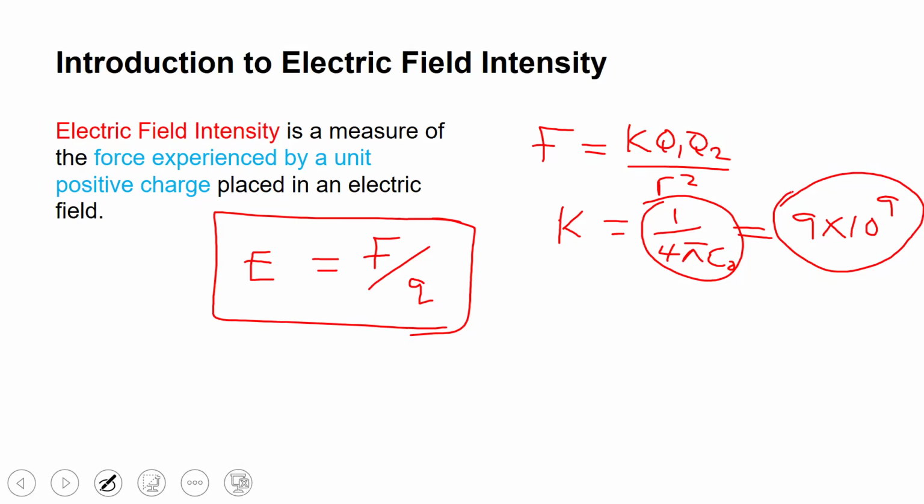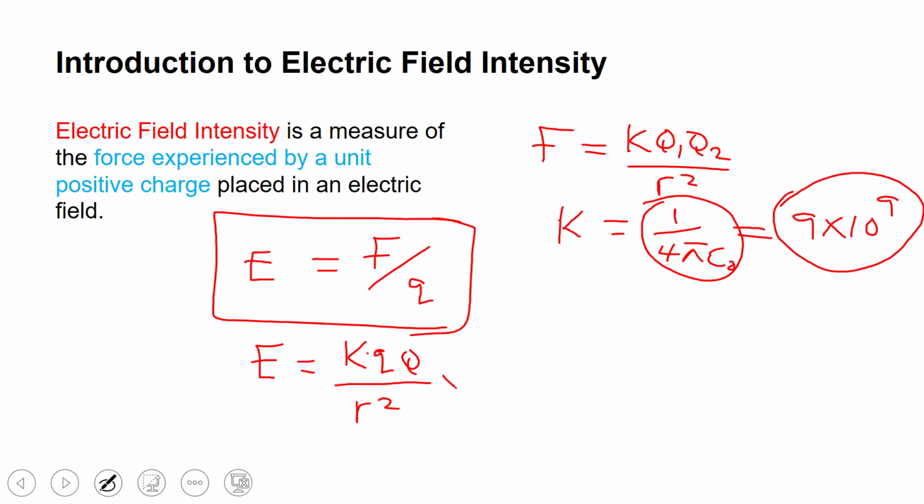So you see from here, you can relate electric field intensity and the electrical force. We know that F is the same thing as K, small letter q and capital letter Q, all over R square. R square means the distance of separation.